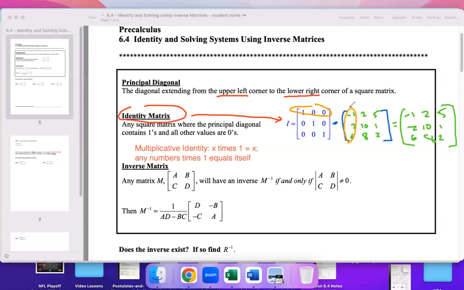No matter what. Exactly. An identity matrix, it has to be set up that way. Right? So that's just something to keep in mind, because we're going to use this to help us with the problems later on today. All right.